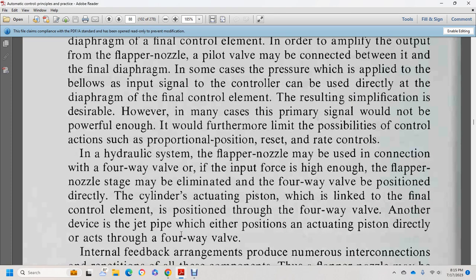The flapper nozzle may be connected to the four-way valve, and the force is high enough for the flapper nozzle to stay, eliminated, with the four-way valve position directly actuating the cylinder position, which is linked to the final control element through the four-way valve, with another delay for the jet pipe, through either the position of the actuating position directly with the action of the four-way valve.